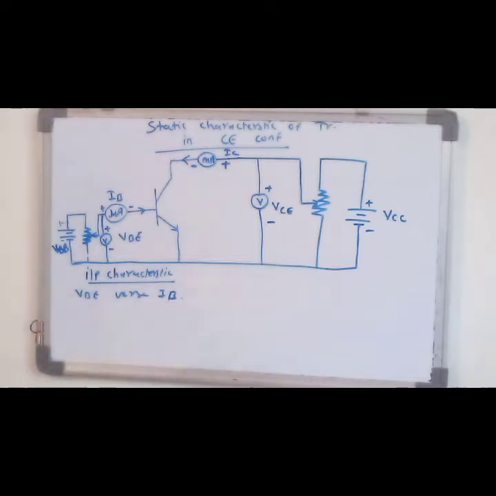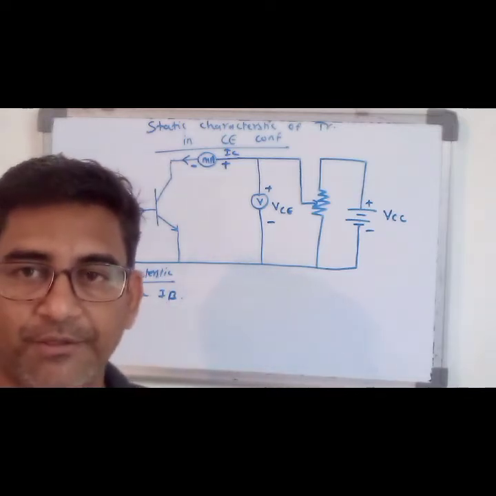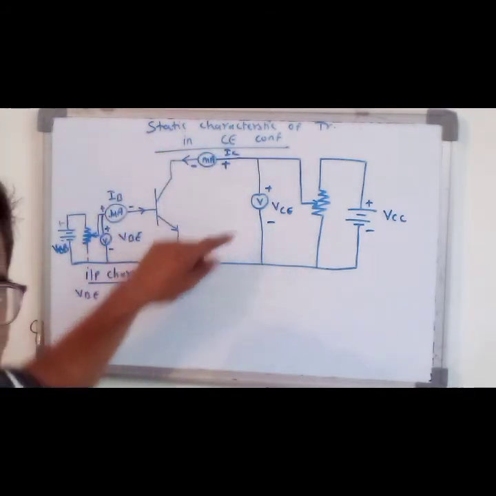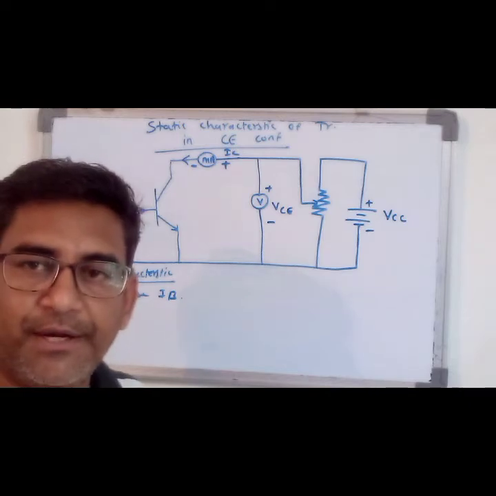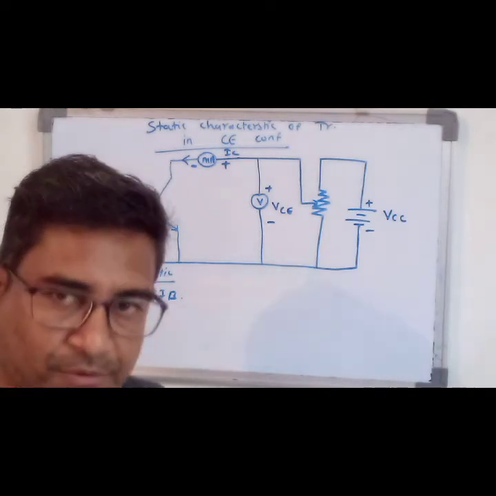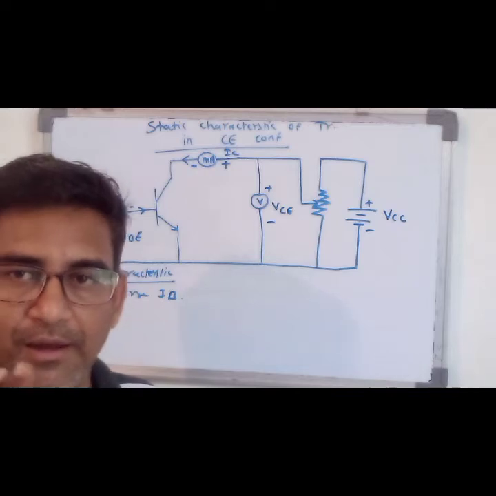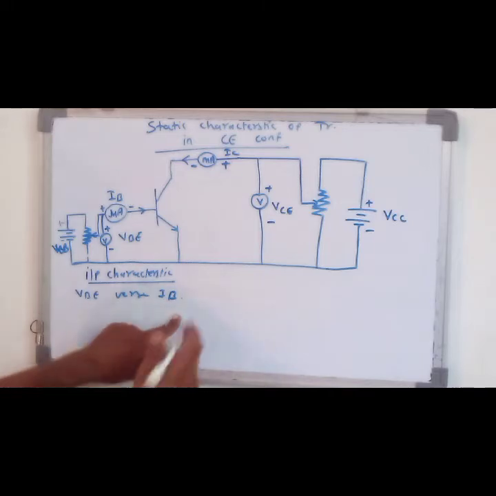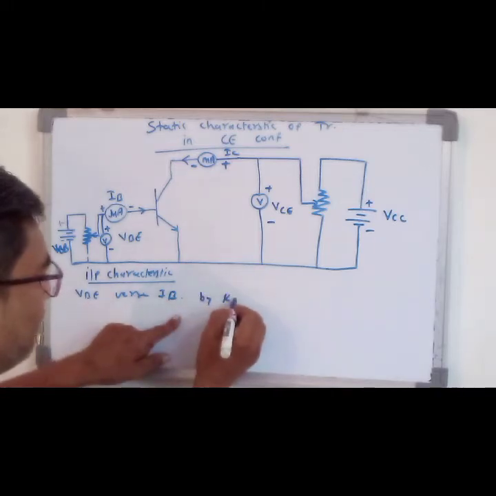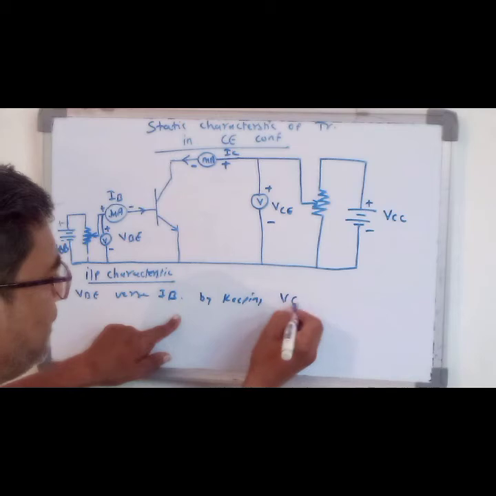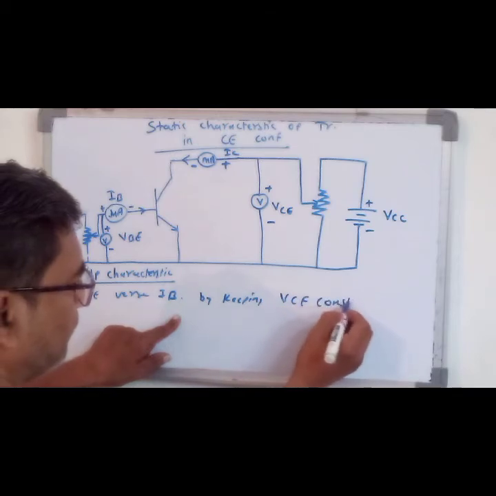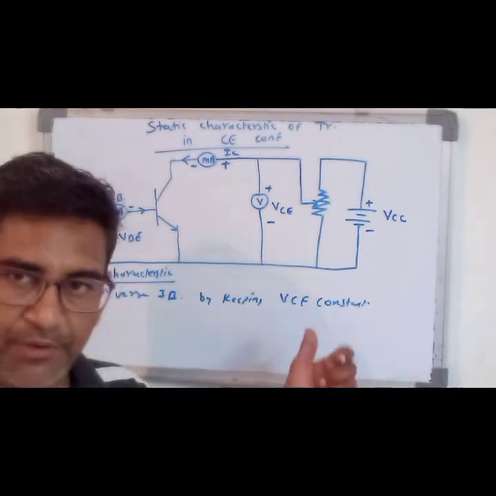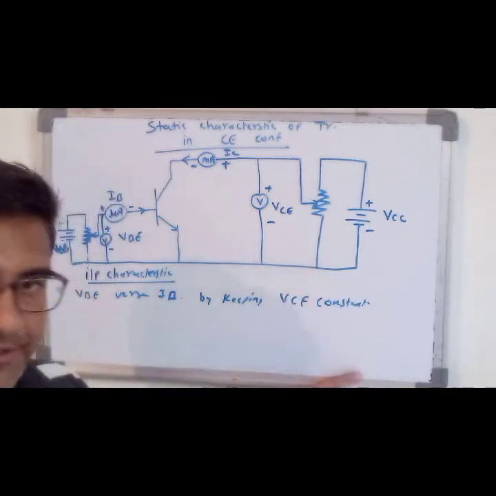Okay students, but what you have to keep constant? You have to keep the voltage from collector to emitter constant. Okay, this collector to emitter indicates that when any one voltage is kept constant, you are getting the output related to VBE and IB. Here you may write down by keeping VCE constant. So by keeping this VCE constant, we will get the characteristics.